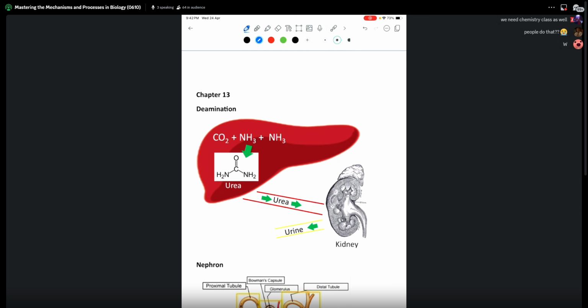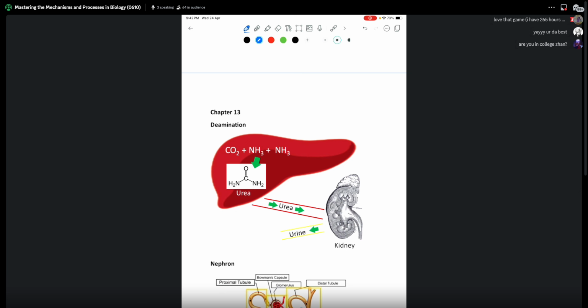Okay, let's move on to deamination, guys. So excretion. Deamination is the process of removing the nitrogen containing amino group. You know that a protein contains carbon, hydrogen, oxygen, and nitrogen, right? So the key point of deamination is to remove that nitrogen containing part and convert it into urea. This urea is going to be sent to the kidney.